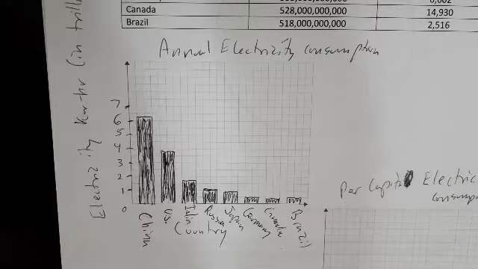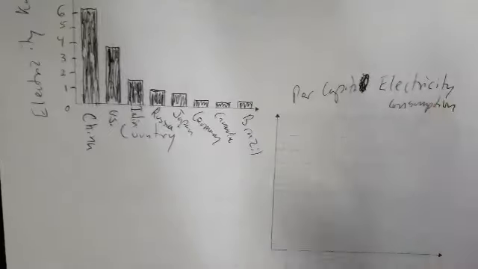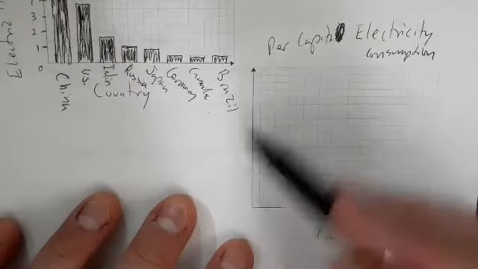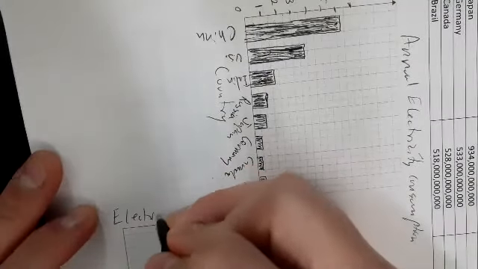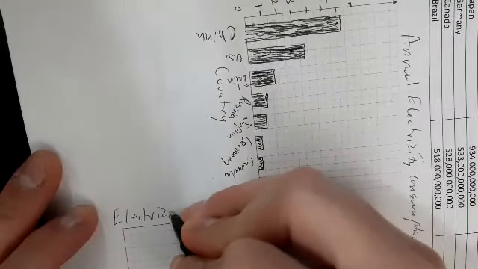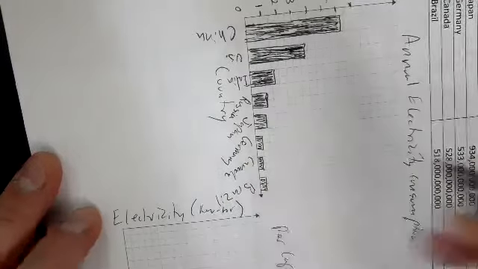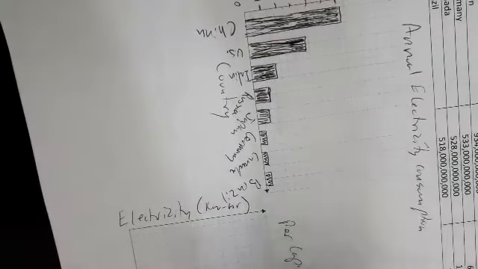So this would be the annual electricity consumption. And so we have electricity in kilowatt hours and trillions of kilowatt hours. All right, so now we want to look along here. I'm going to have the same thing. I'm going to have my countries down here. Over here, though, it is going to be electricity. And we're still doing kilowatt hours per person.